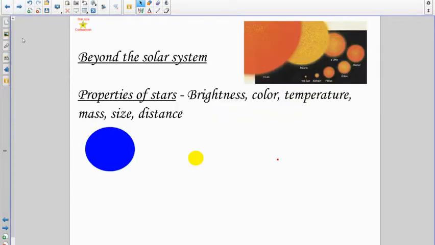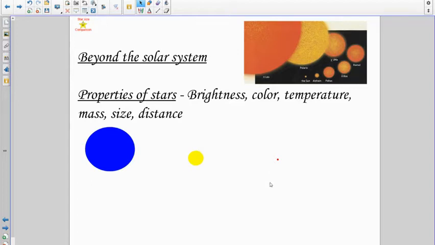So now we're going to move on to stars. Looking beyond our solar system and out into the universe, we're going to look at the properties of stars. We're going to talk about their brightness, their color, their temperature, their mass, their size, and their distance. So I just put three stars here for you to look at.